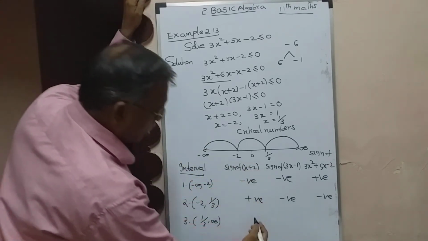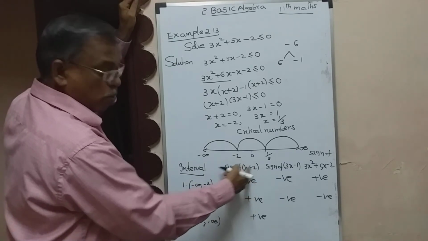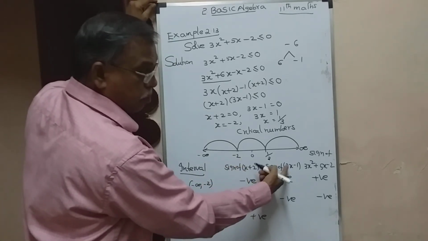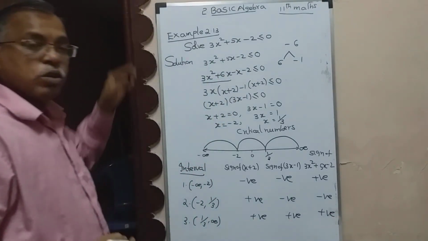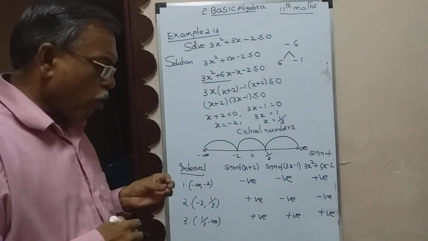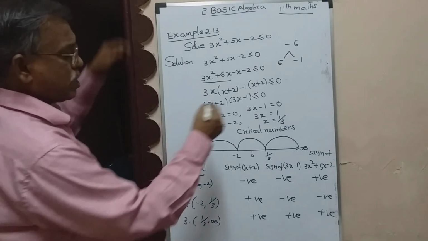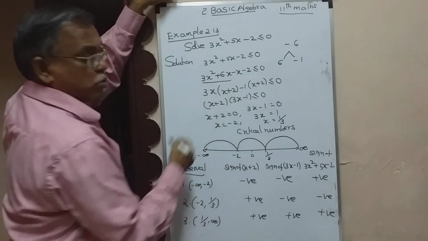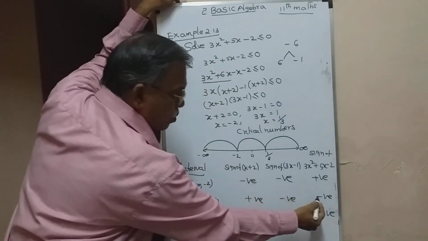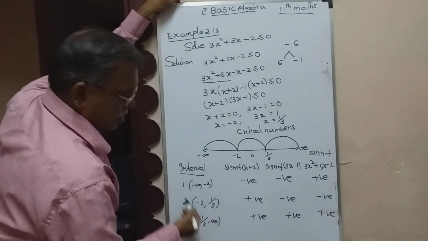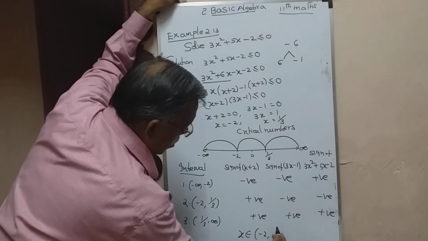So 1 plus 2, 3, so it is positive. If I take 1, 3 minus 1, 2, so positive. Positive into positive, again positive. Okay, students. So what is your values of x? Here you see the inequality, less than or equal to 0. Less than or equal means first you have to see the less than value. So less means negative value. So this is your answer. That means x belongs to -2 comma 1 by 3.